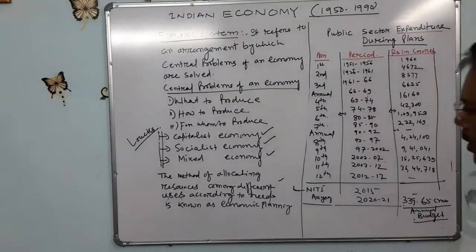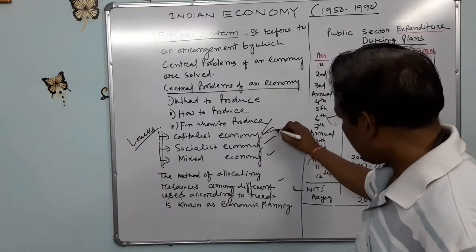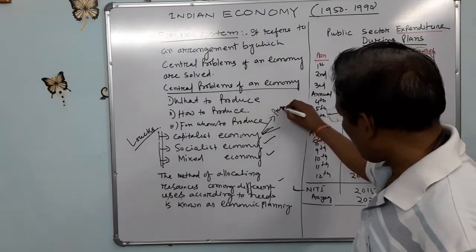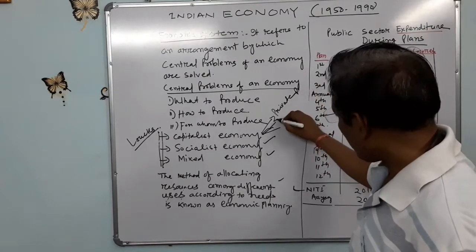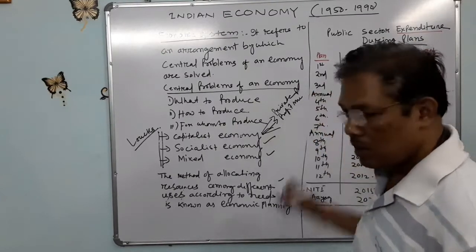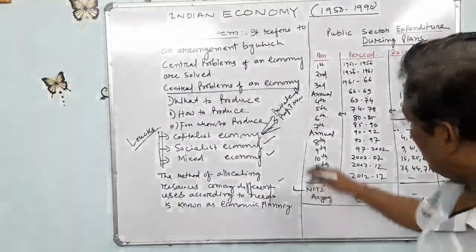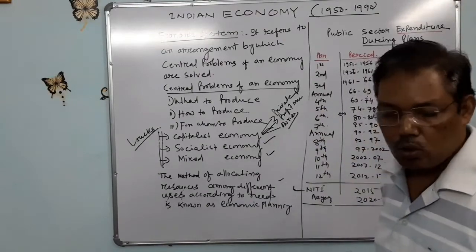If I analyze from this definition what a capitalist economy is, the first characteristic is private property. The second most important is profit maximization, or ownership of the means of production by private individuals or a group of persons.